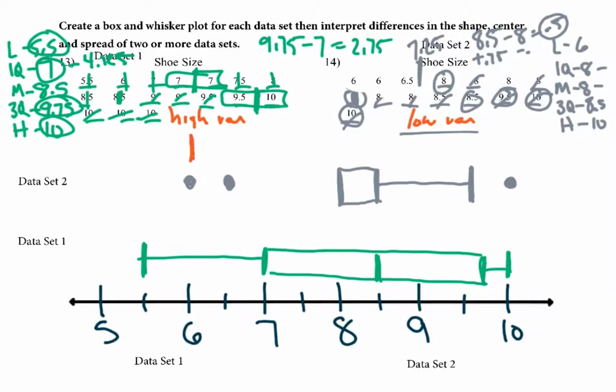The low, first quartile and median, third quartile, and the high. So it would look like that, okay? Which makes the data seem a lot different than it actually is. That's why it's important to understand those outliers, okay?